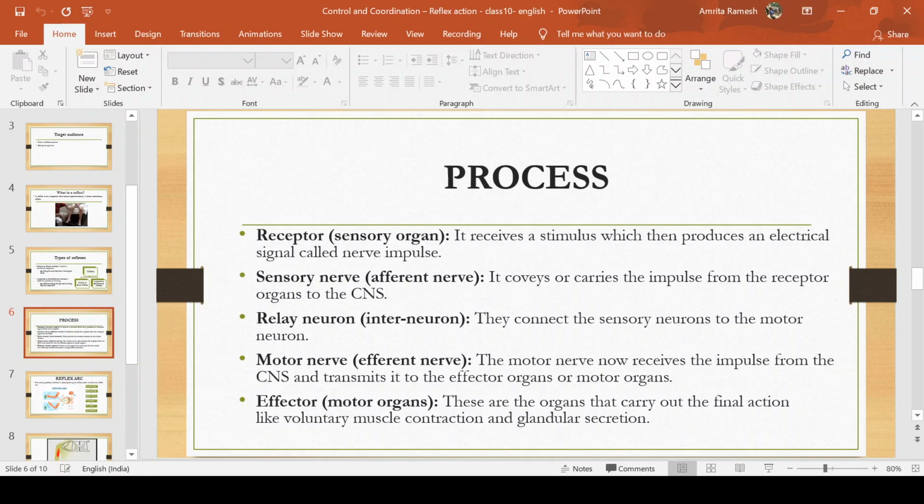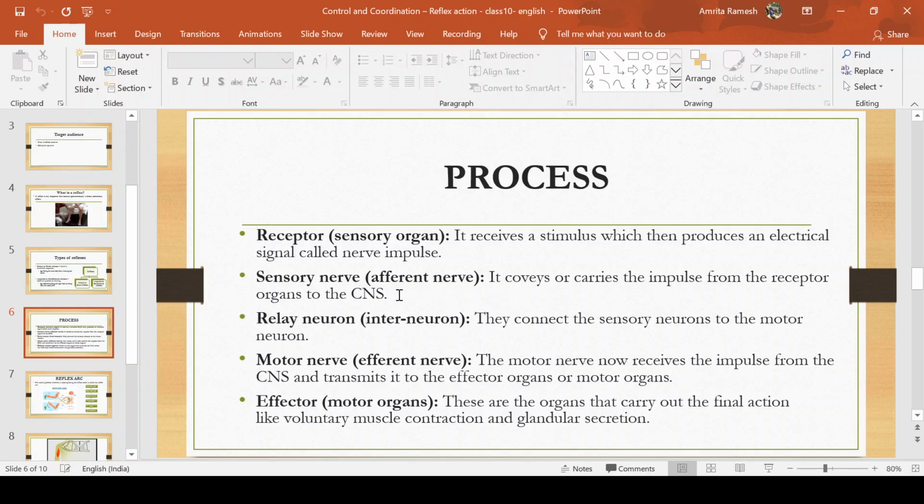Now, what does it do? It conveys or carries the impulse from the receptor organ to the CNS. From the previous video, we know that the CNS comprises the brain and the spinal cord, both together.